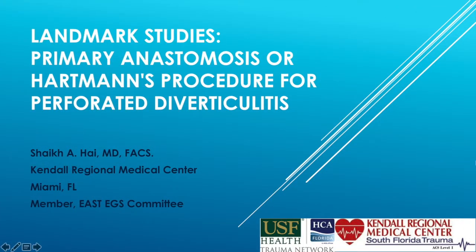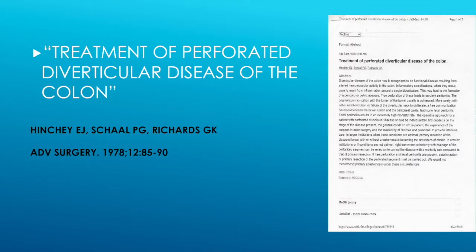This is Dr. Shaikh from Miami, Florida, and today I'm going to talk about two historical landmark studies comparing primary anastomosis with Hartmann's procedure in perforated diverticulitis. The first study is a seminal paper by Hinchey and colleagues published in Advances in Surgery in 1978, titled Treatment of Perforated Diverticular Disease of the Colon.